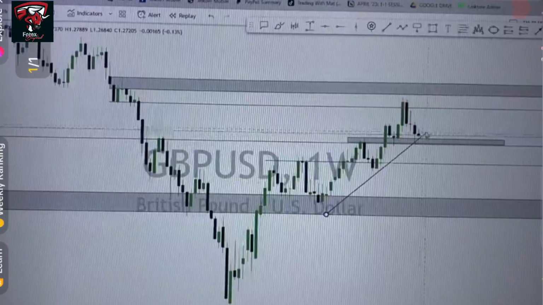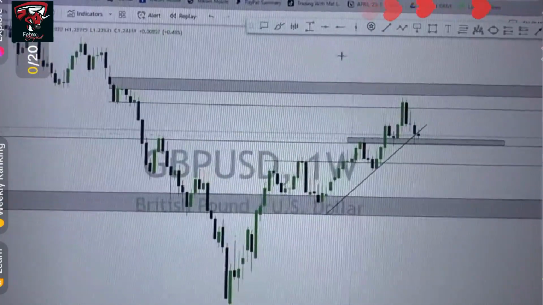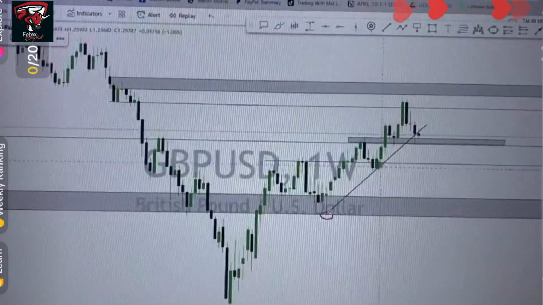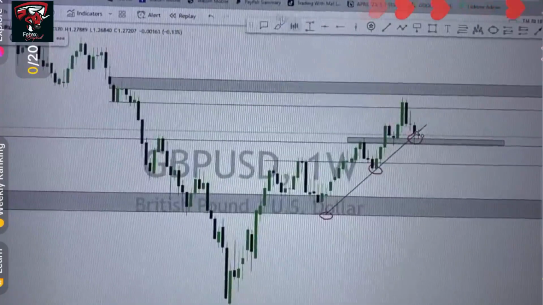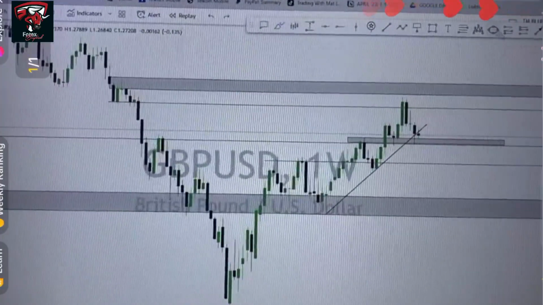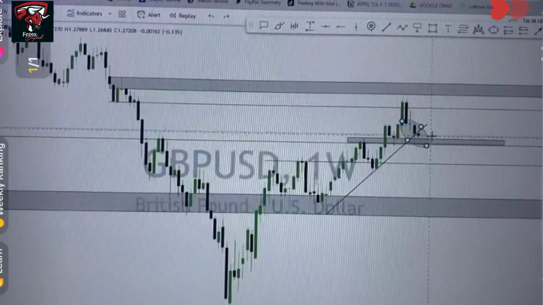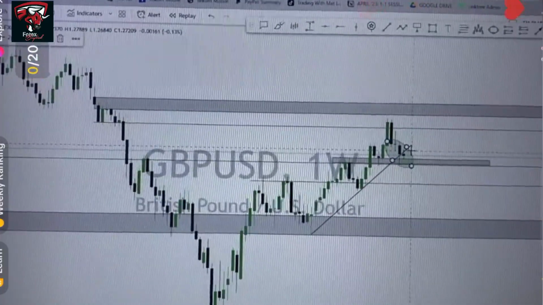Okay. So for now, we are still in this trend. Okay. We still have one touch. We still have second touch. We still have that as a third touch. But I need to understand what the market is doing in this area here. Because let's talk about this for a bit.